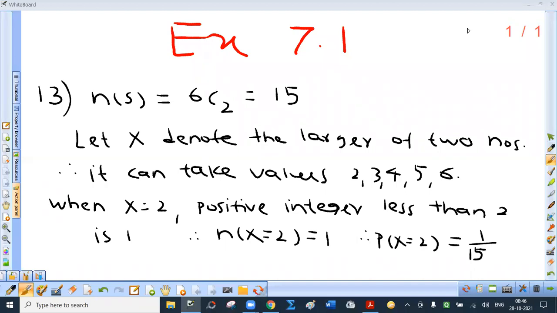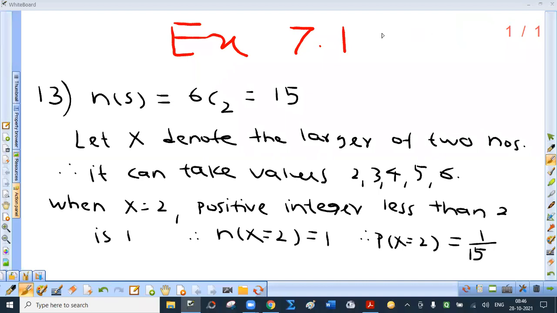Exercise 7.1, sum number 13. Two numbers are selected at random without replacement from the first 6 positive integers. Let X denote the larger of the two numbers. Find E(X).